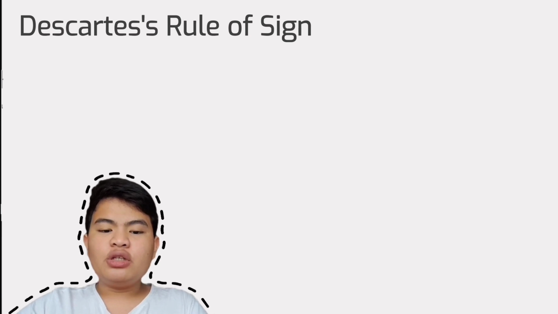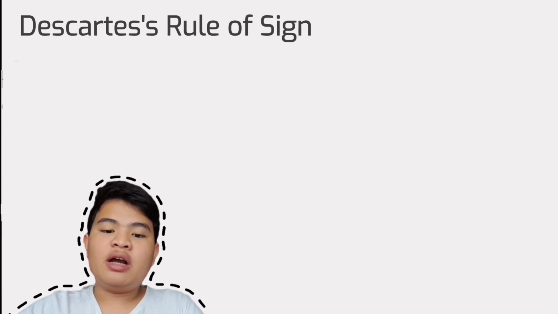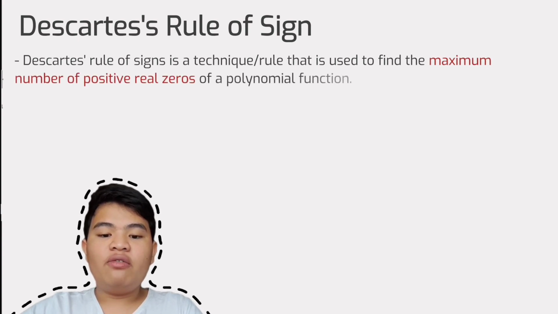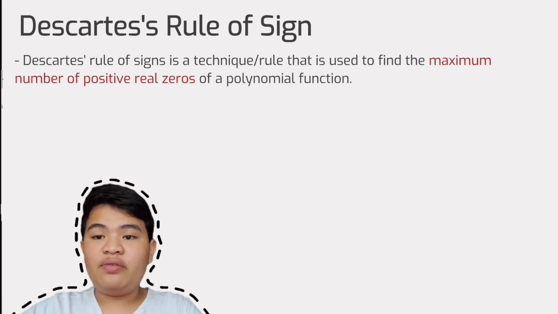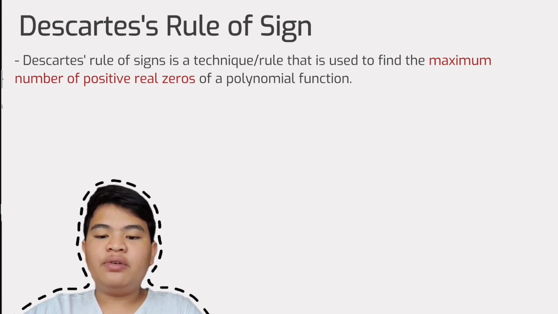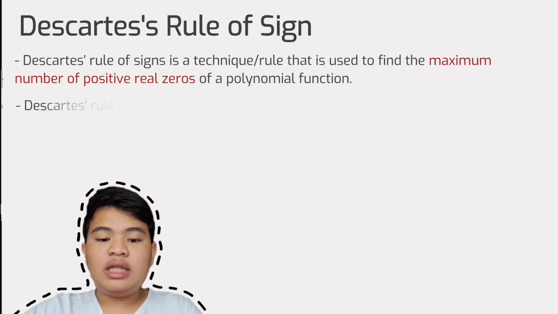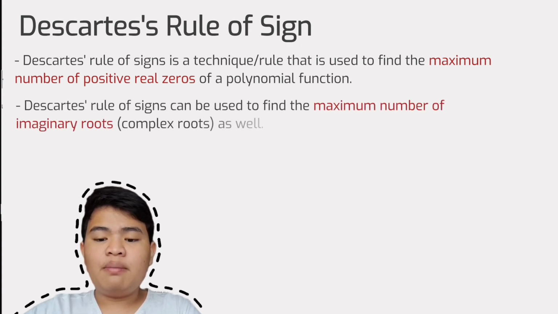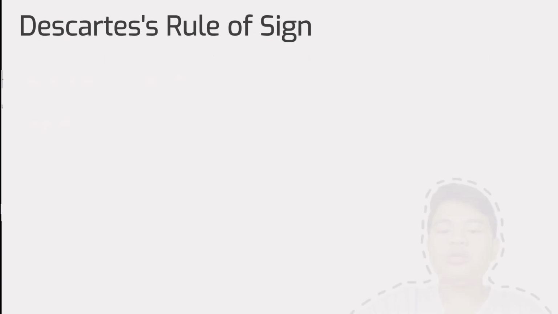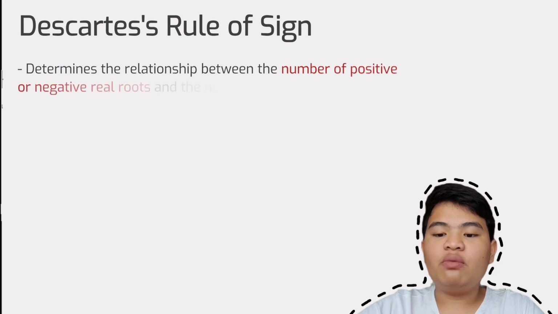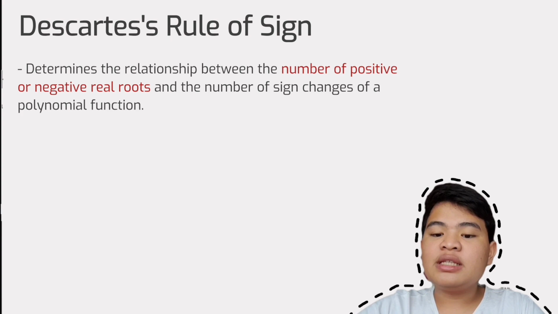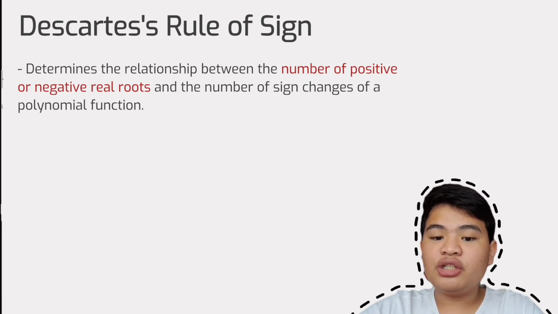Today I'm here to talk to you about the Descartes rule of sign. So what is Descartes' rule of sign? Descartes' rule of sign is a technique or rule that is used to find the maximum number of positive real zeros of a polynomial function. It is further extended to find the maximum number of negative real zeros as well. Thus, Descartes' rule of sign can be used to find the maximum number of imaginary roots or complex roots as well. Rule of sign determines the relationship between the number of positive or negative real roots and the number of sign changes of a polynomial function.